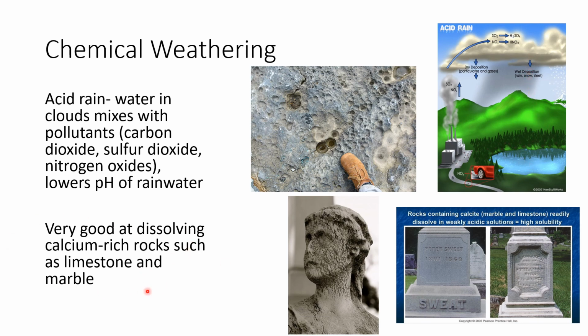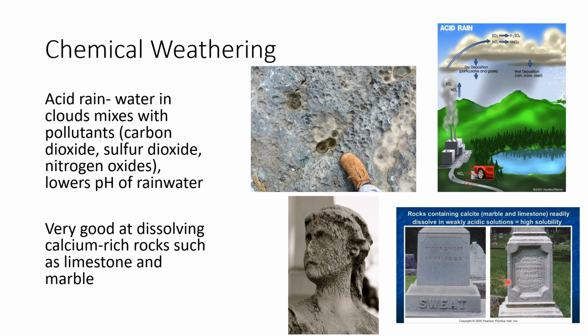So acid rain is really good at dissolving things that are calcium rich, like limestone and marble. Here's an example of some limestone out in nature. You can see this pitting effect of where little pools of the acidic rainwater collected and then dissolved the rock. Marble is used as a decorative stone a lot because it's very beautiful, but it's also very susceptible to this acid rain weathering. So this is a statue whose face was kind of melted off over time by acid rain.